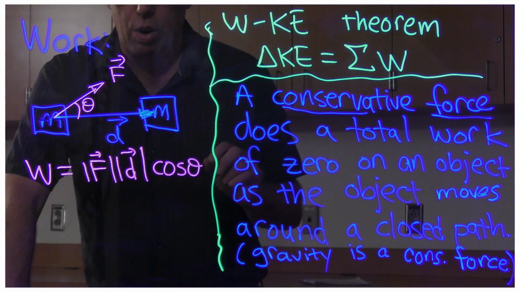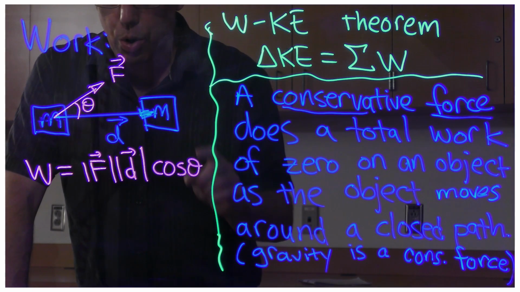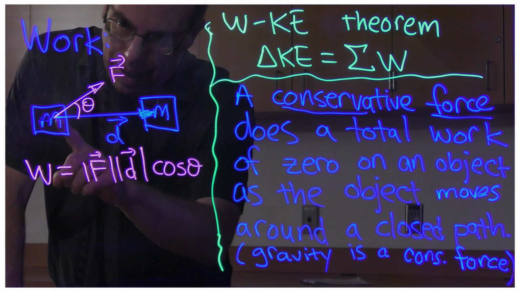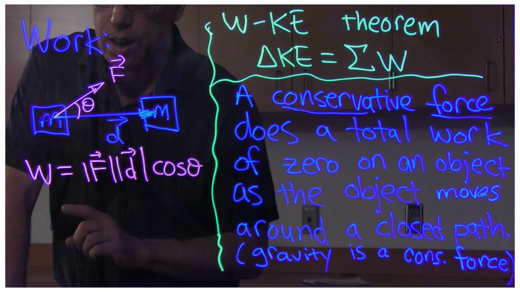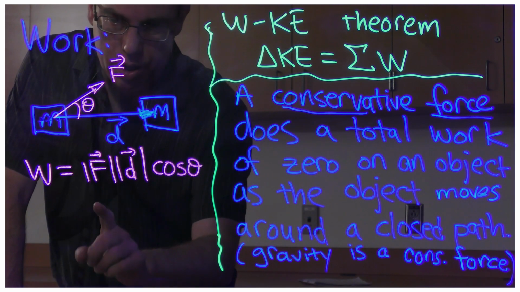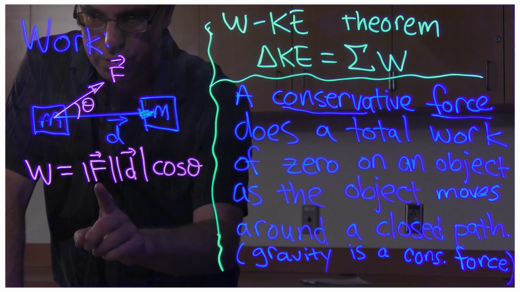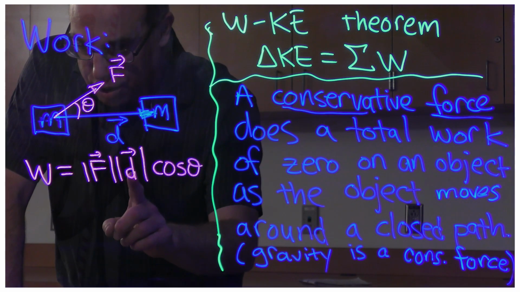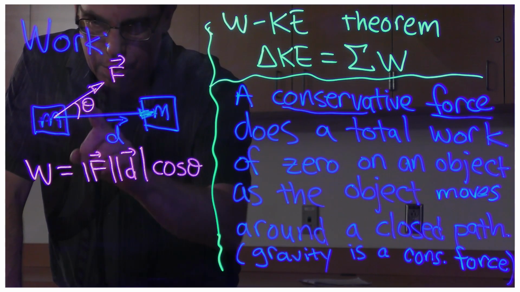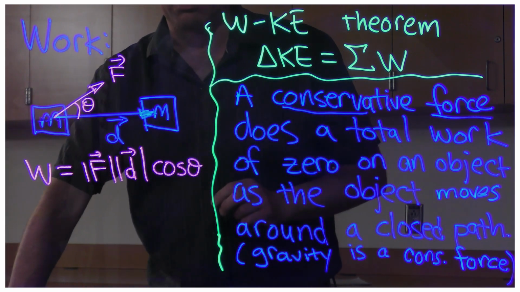At this point in the course, we've been introduced to the idea of work. When an object moves through a displacement as a force acts on that object, we say that the force does work on the object. That work is equal to the magnitude of the force vector multiplied by the distance through which the object moves, multiplied by the cosine of the angle between the force vector and the displacement vector.